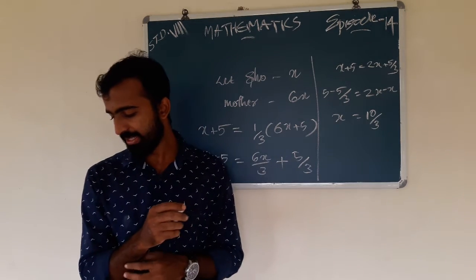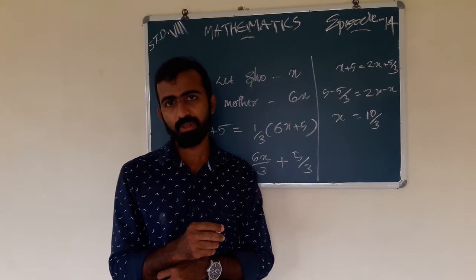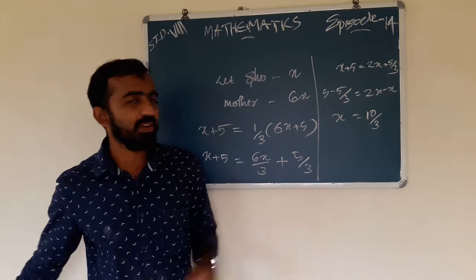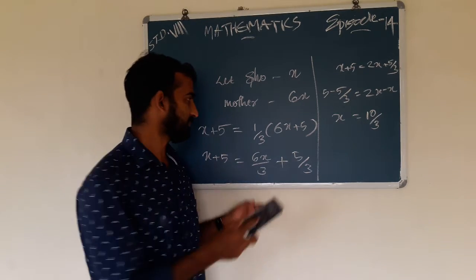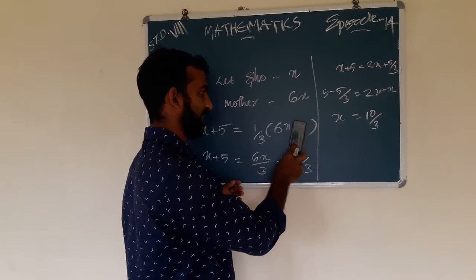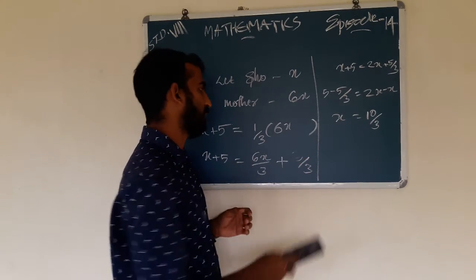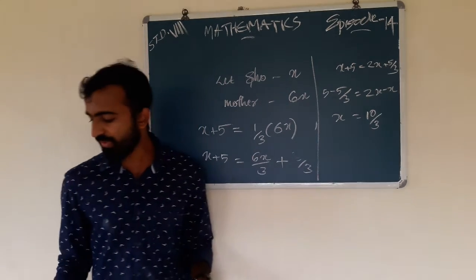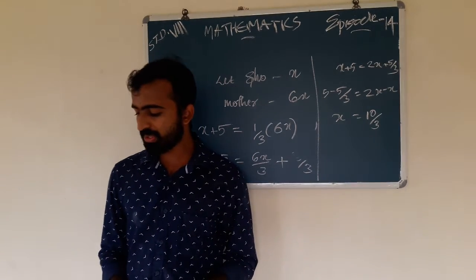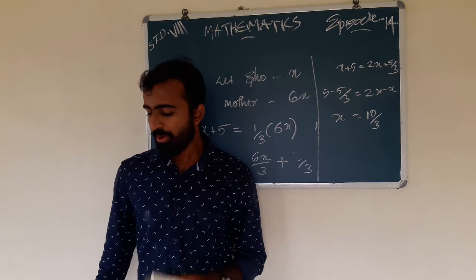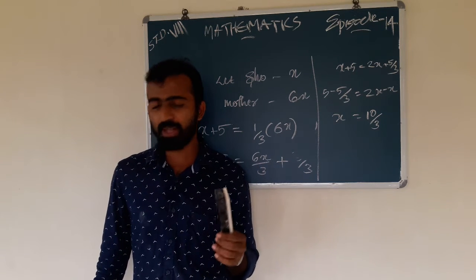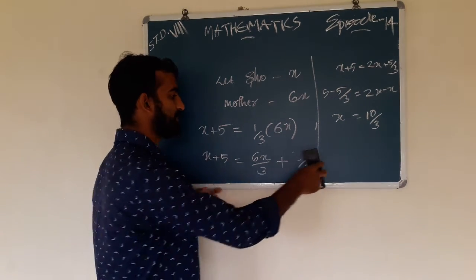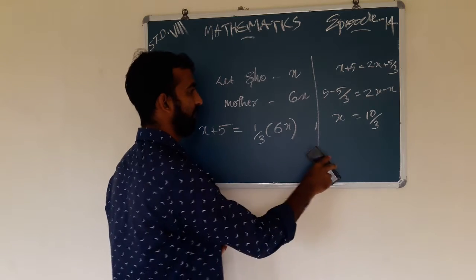Here, one mistake we have done. What is it? Here it is not x plus 5 on the right side. Why? According to the question, after 5 years, Shobu's age 5 years from now will be 1/3 of his mother's present age. There is mother's present age. So these steps are wrong.